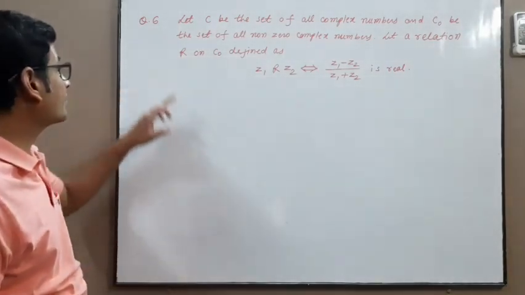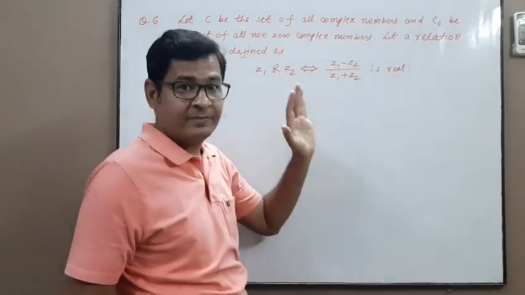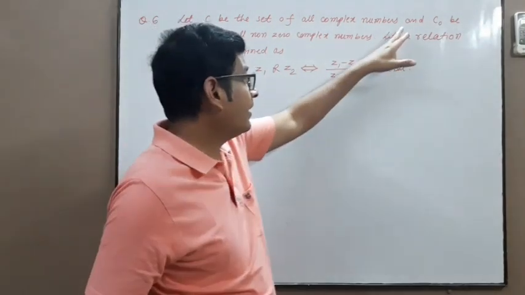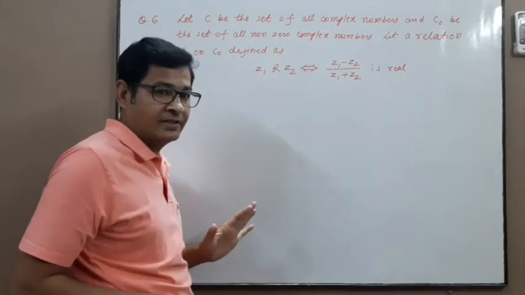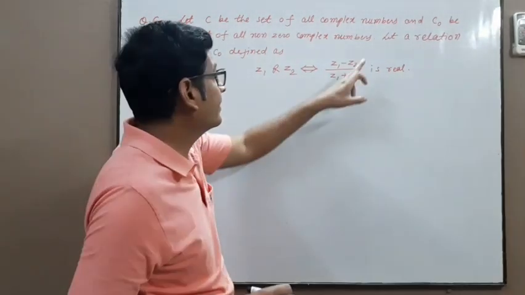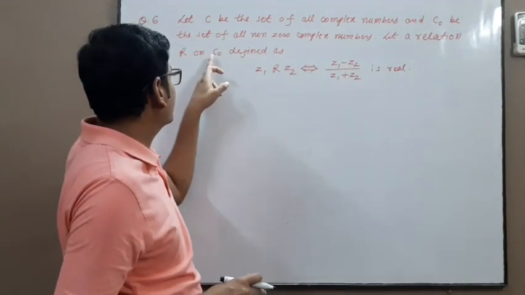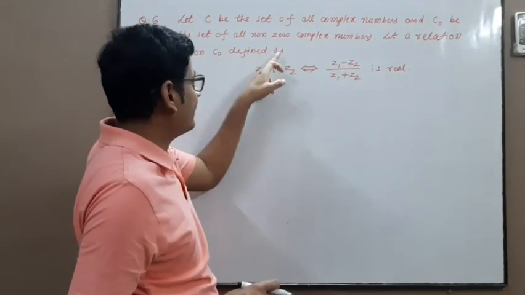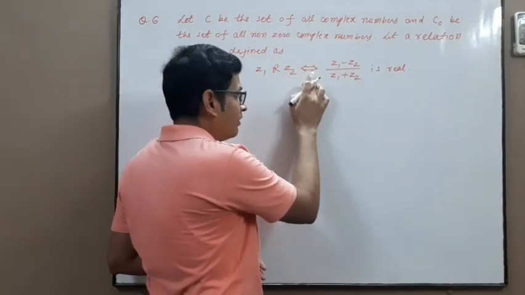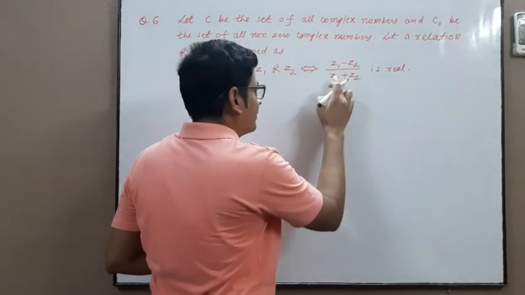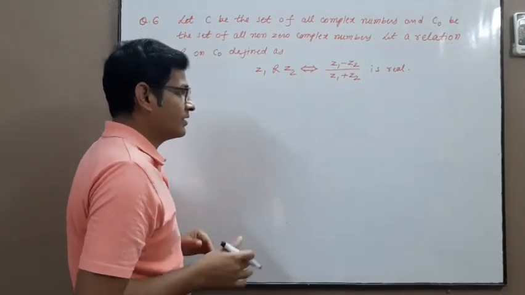Question number 6. Let C be the set of all complex numbers, meaning a + bi form, and C0 be the set of all non-zero complex numbers, meaning not equal to 0 + 0i. Let a relation R on C0 be defined as Z1 is related to Z2 if and only if (Z1 - Z2)/(Z1 + Z2) is real, meaning a real number. This is a very good question.